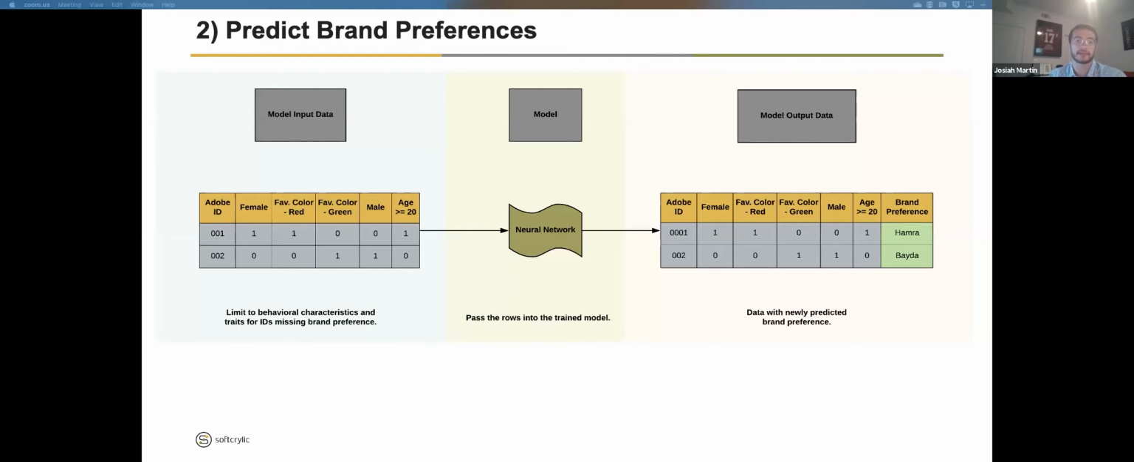And then the second portion is using that labeled data: the user plus their characteristics, especially digital data and what they're doing on the site, and then that affinity which we've just discovered for them, affinity for Hamra or Bida. We're going to use that to train the model. And this model is then going to be able to tease out what the most important determinants are for being someone who prefers Hamra or someone who prefers Bida.